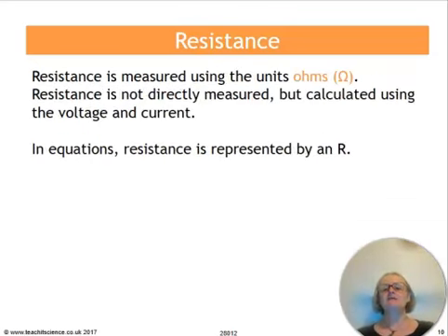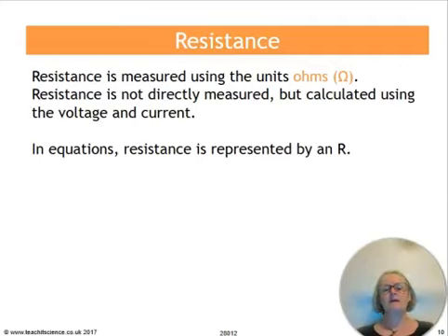So resistance is measured using units called ohms, and they're represented by the Greek letter omega. It is not measured directly, but it is calculated using voltage and current. So we would need to understand how to calculate it. So we'd use an equation, and in an equation, resistance is represented by capital R.